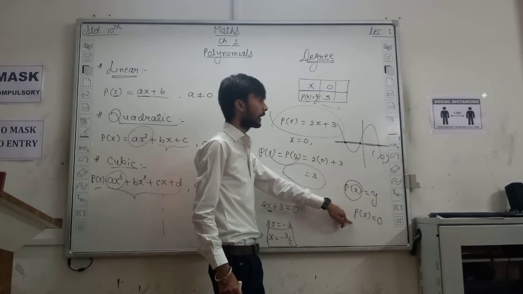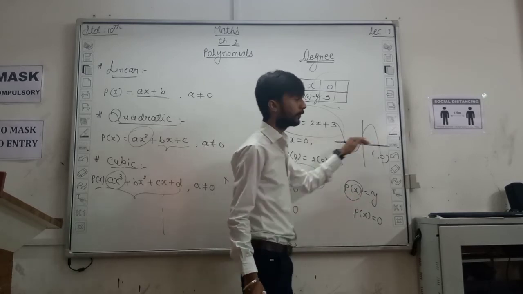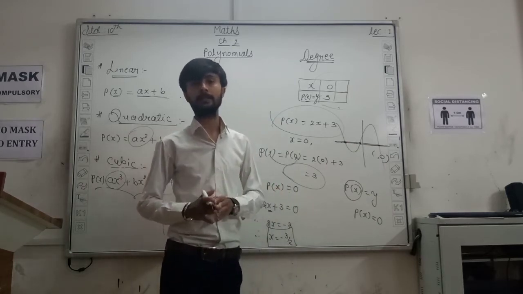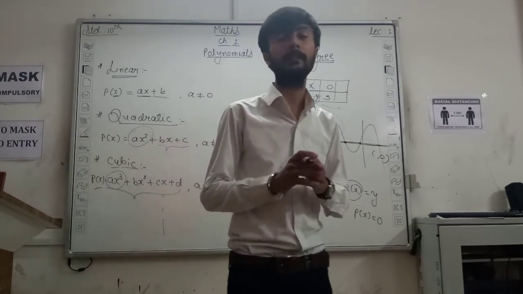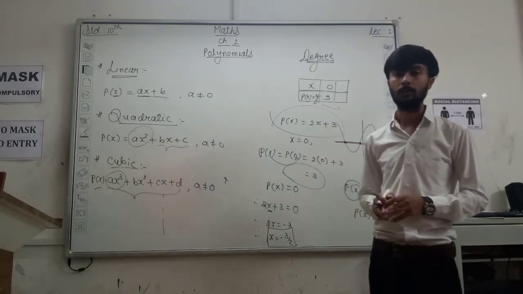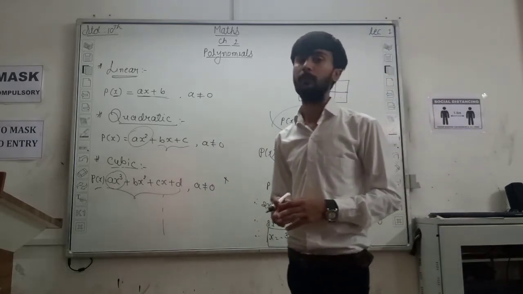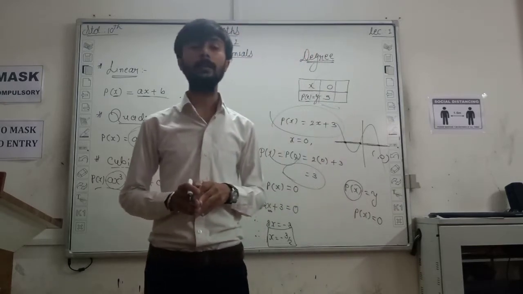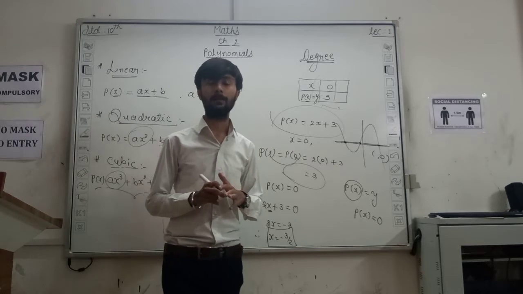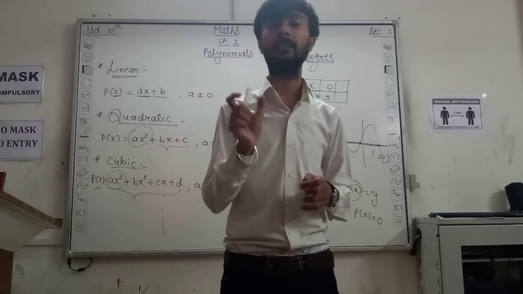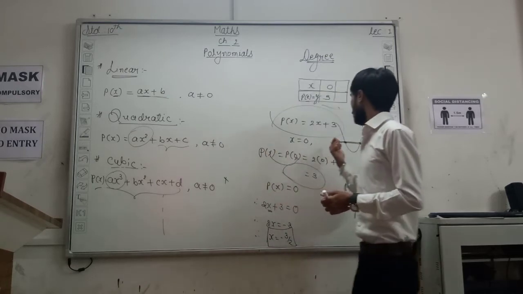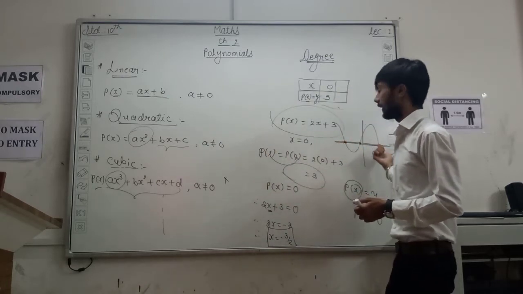p of x equals 0, that is y equals 0. y equals 0 means the point lies on the x-axis, and that's why the number of points at which our graph intersects the x-axis is the total number of zeros of that particular polynomial, right? So if any graph is given to you, you have to write the answer, the number of zeros. Okay, so you can see the intersecting points on the x-axis.